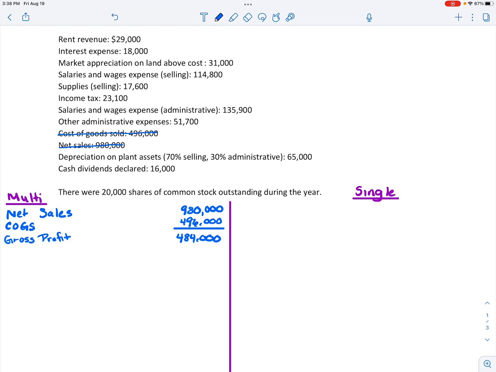The next thing we're going to list out is our operating expenses. I'll put that title in, and then I'm going to list out what my operating expenses are. I'm going to start with my selling expenses, so I'll list out that title as well. Now I'm going to go through and find all of those expenses that relate to selling. Here it tells me these salaries and wages are selling, so I'm going to put in that amount for salaries and wages.